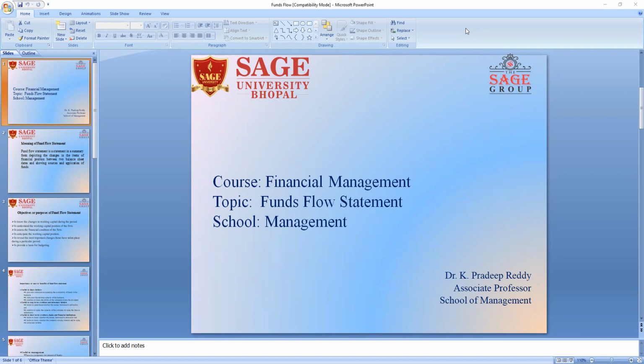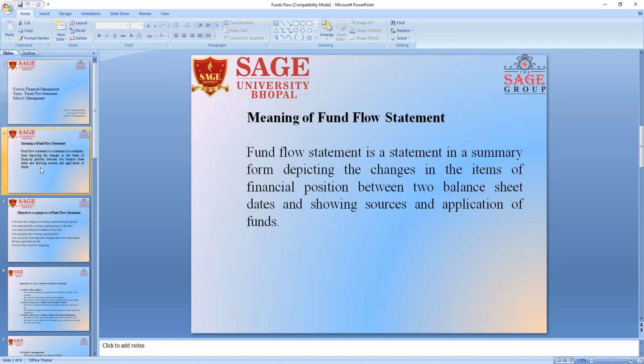Would like to bring you about funds flow statement in this video. Let us see what is this funds flow statement. It is a statement in a summary form depicting the changes in the items of financial position between two balance sheet dates and showing sources and application of funds.